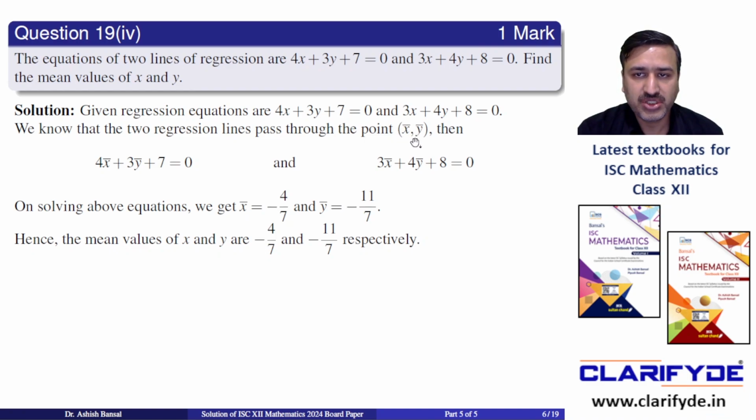So substituting the coordinates of this point in these two equations, we get 4x bar plus 3y bar plus 7 equal to 0 and 3x bar plus 4y bar plus 8 equal to 0. And if we solve these two linear equations in x bar and y bar, we get x bar equal to minus 4 by 7 and y bar equal to minus 11 by 7. So these are the mean values of x and y.